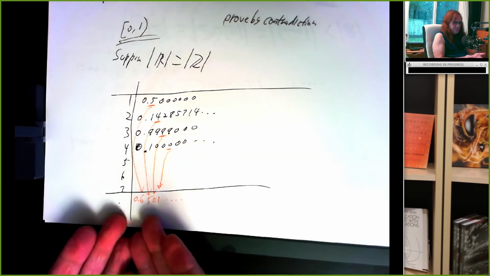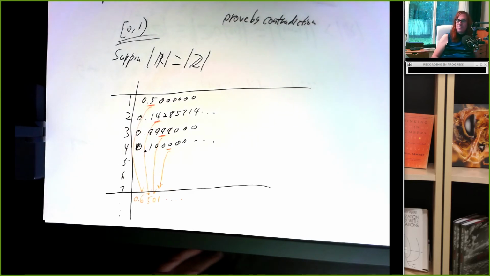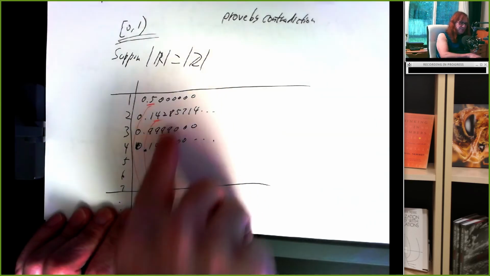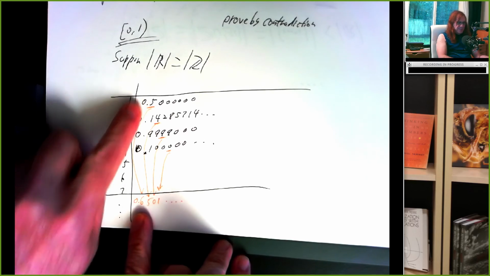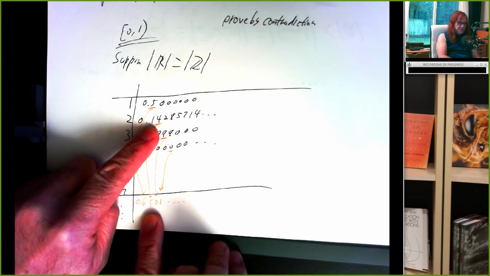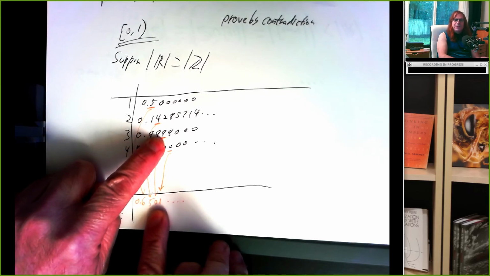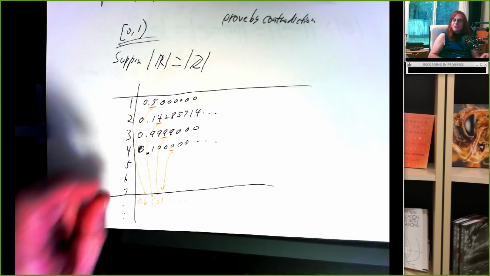All right, so I'm going to write down a real number between 0 and 1. And I can guarantee you that number is not found anywhere in this map that you gave me. It can't be. This number cannot be the first number because it differs in the first digit. This number cannot match the second number because it differs in the second digit. It can't match the third number because it differs in the third digit. It can't match the 100th number because it will differ in its 100th digit.